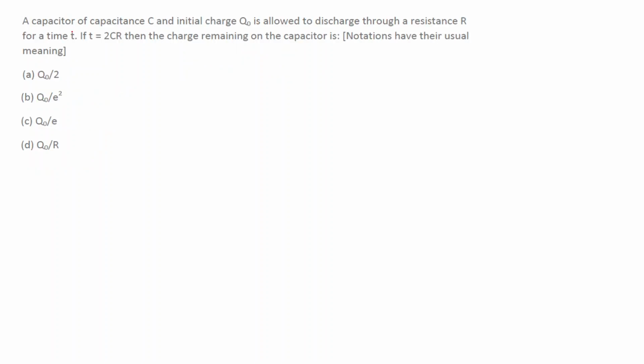Next question is, a capacitor of capacitance C and initial charge Q0 is allowed to discharge through a resistance R for time t. If the time is 2CR, then what is the charge remaining on the capacitor? Okay, so this is the situation for a discharging capacitor. Here the capacitor is discharging and we have been asked what will be the charge remaining on the capacitor after time 2CR. So we know the expression of charge remaining on the capacitor during the discharge cycle.